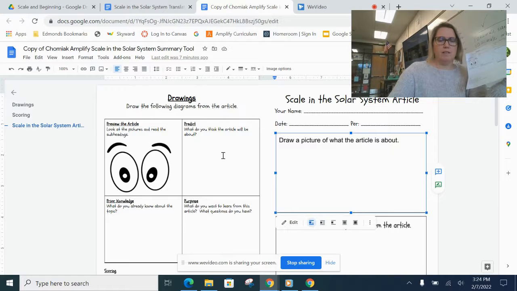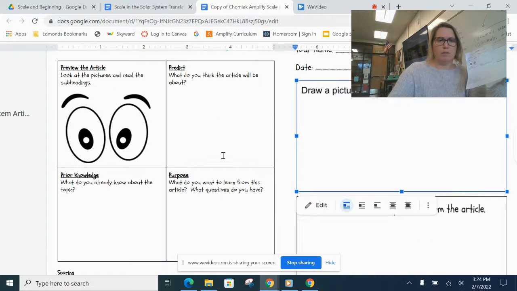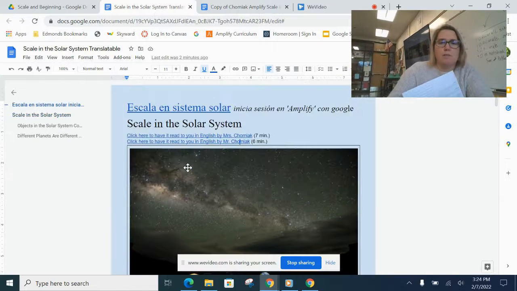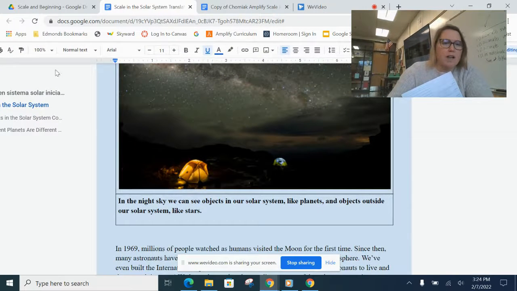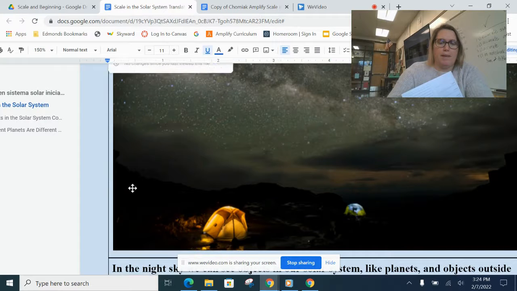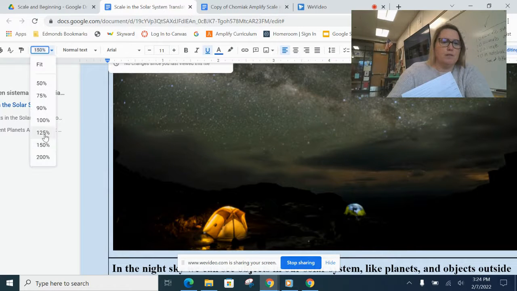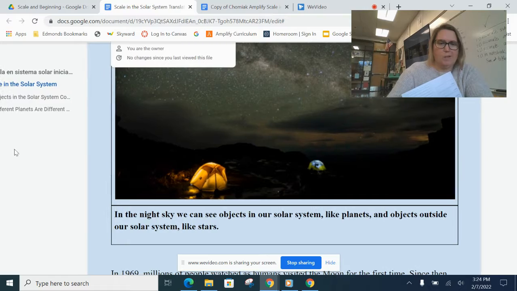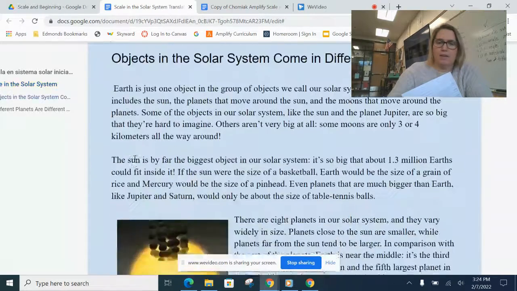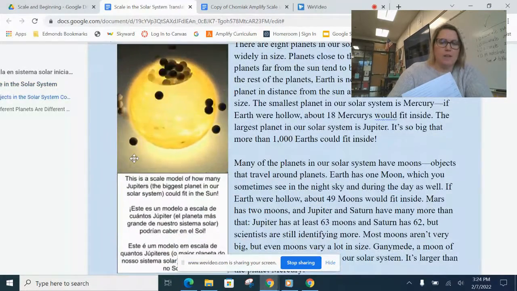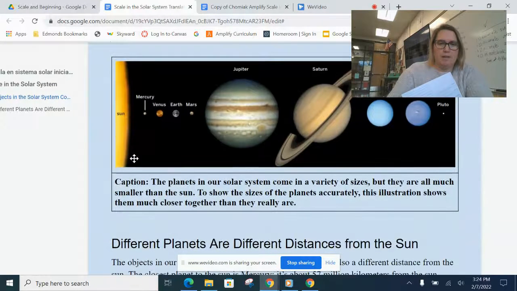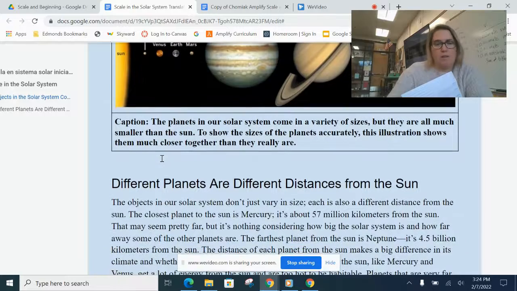So let's go ahead and see, what do we think this article is going to be about? We're going to preview it, look at the pictures, and read the subheadings. So let's do that. So we see the picture. I see some pictures of some gorgeous sky. And also see like a tent. So it makes me think of camping or anything like that and seeing the stars. I see this model here about how many Jupiters could fit into our sun, which is a lot. And then something similar to what we've done in our book. So I think this is going to be about the solar system, and it's called Scale in the Solar System.